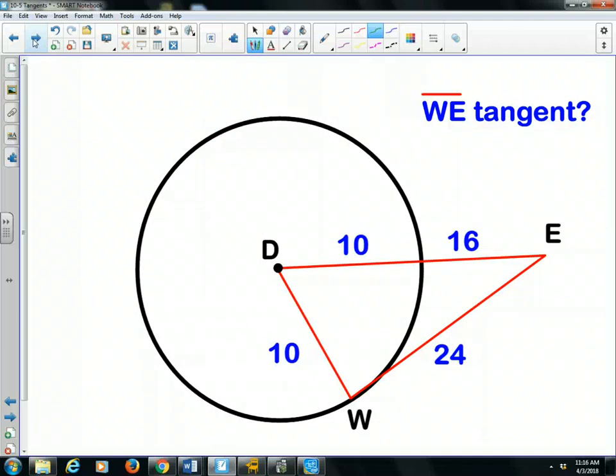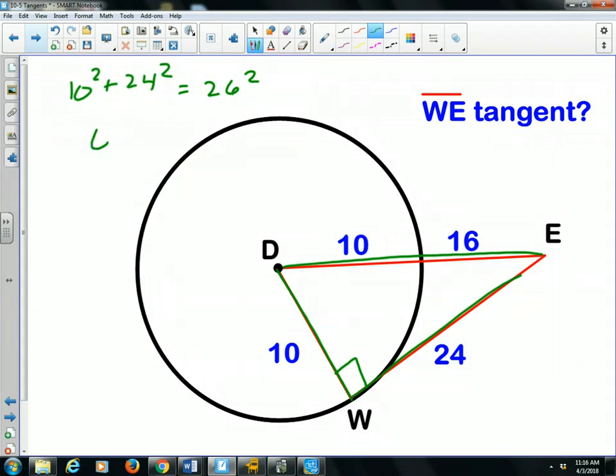As you tried this one, if WE is tangent, you said that 26 squared equals the two legs, 10 and 24 squared. And when you did this, you got 676, I think, equals 676. Just let me look at my notes and see if that's right. Yes, 676 equals 676. So the answer is yes.